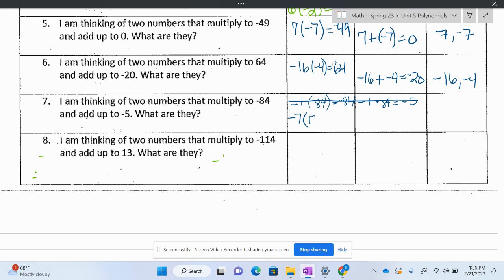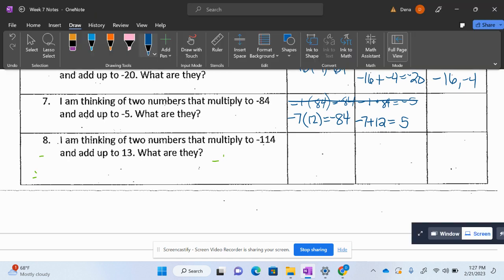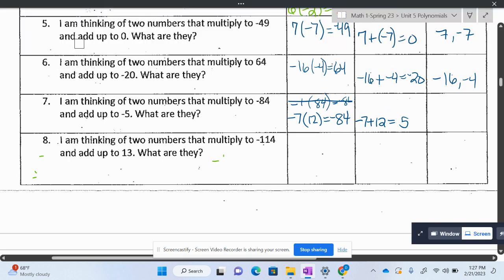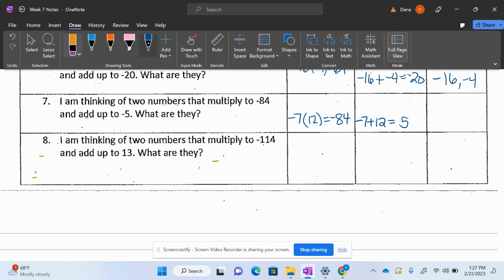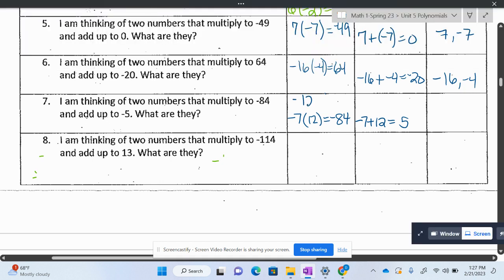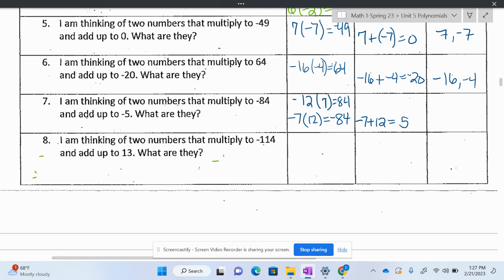So negative 7 times 12 does in fact equal negative 84. But when I add negative 7 and positive 12, I get a positive 5. And I need a negative 5. So what does that mean I need to do? Switch the negative. Let's make the 12 negative. So negative 12 and positive 7 equal negative 84, and negative 12 plus 7 equals negative 5. Do you guys see how that works?